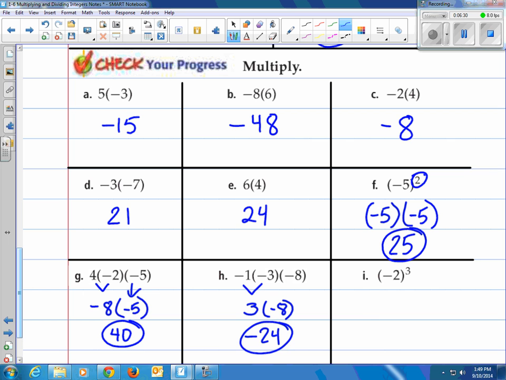All right, how about I? It says -2 to the third power. That means write down -2 3 times next to each other and multiply that out. So I'll start. -2 times -2. 2 negatives make a positive, so it's 2 times 2 is 4. Then multiply by that third -2, and 4 times -2 is going to be -8.